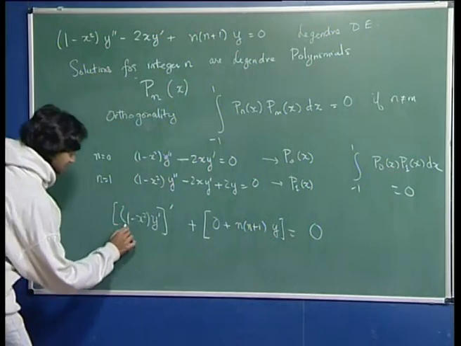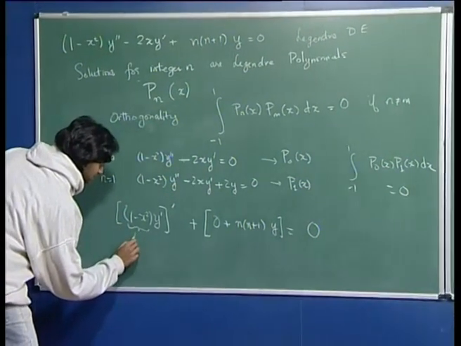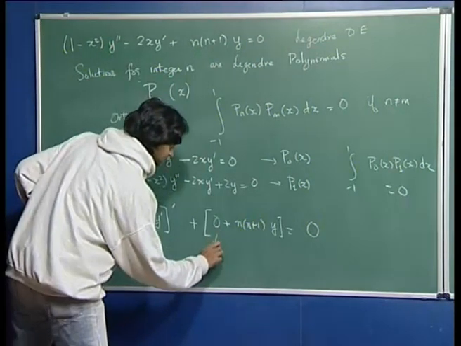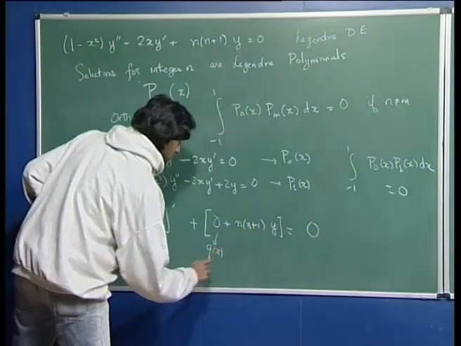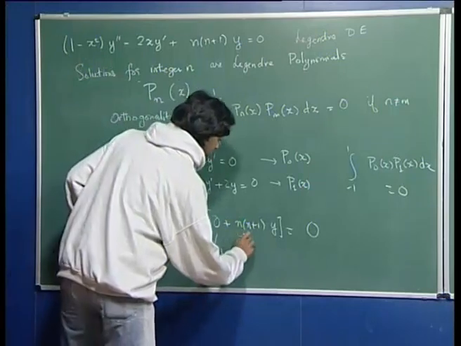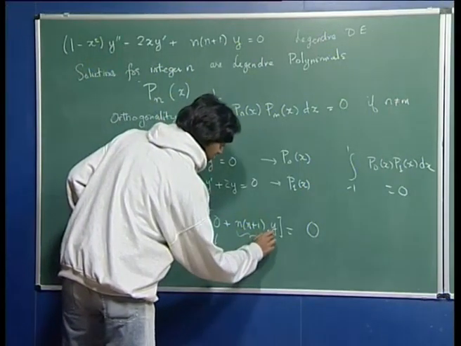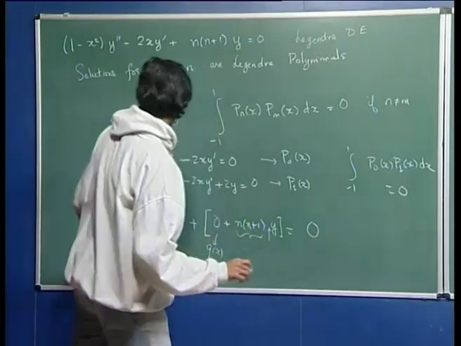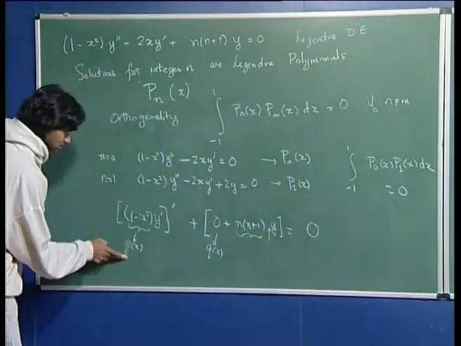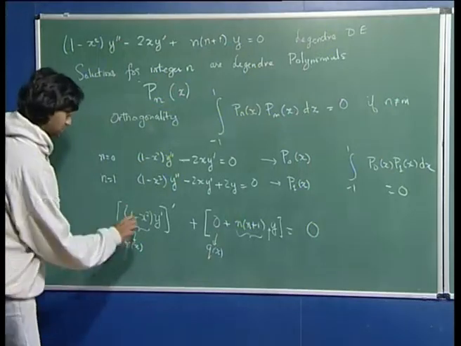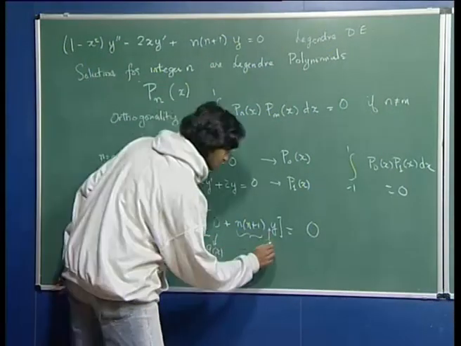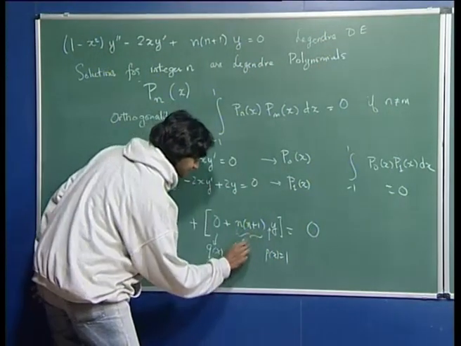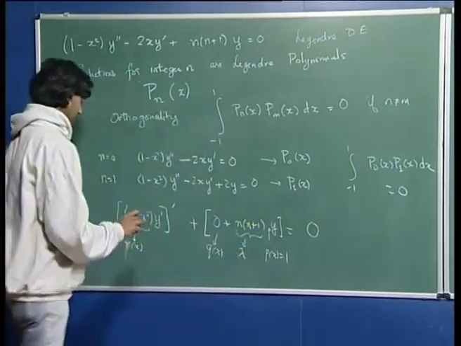So, I immediately say that p of x is 1 minus x square, q of x is 0, and r of x, sorry, this is r of x. R of x is this, q of x is 0, p of x is 1, and lambda equal to n plus 1.